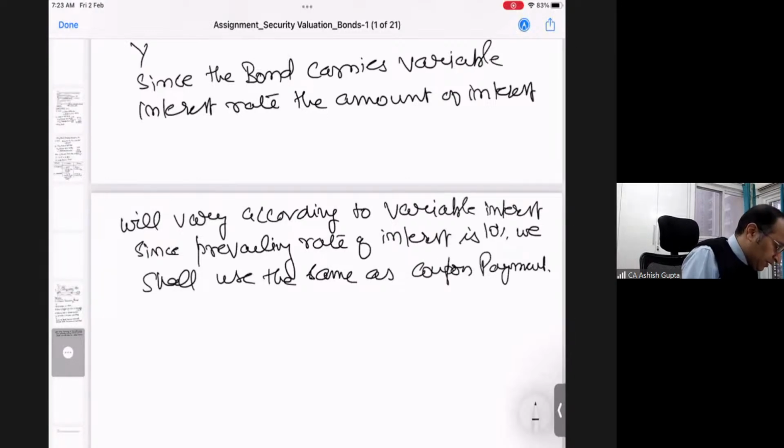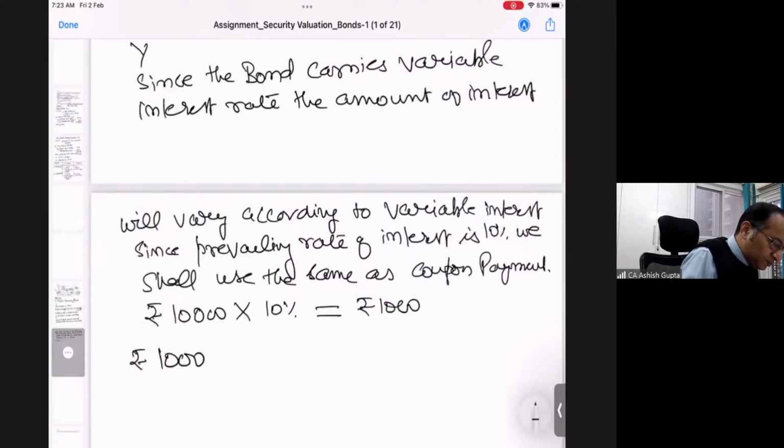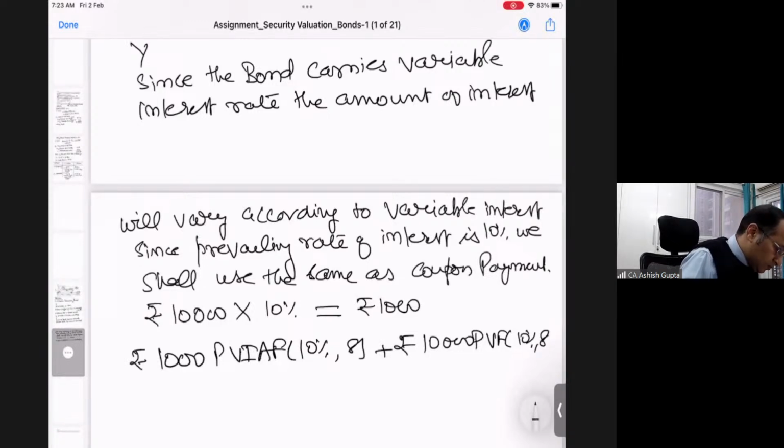Okay, so accordingly, our face value is 10,000. Our interest is 10%, so rupees 1,000 will be paid. And accordingly, we shall compute the present value investment factor at the rate of 10%, plus this. Accordingly, the amount comes.